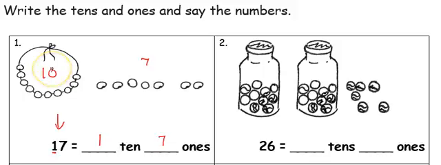Going across, I have some jars of marbles. There are 10 marbles in each jar. And then I have 6 more marbles outside of the jar. That means the number 26 is made up of 2 groups of 10 and 6 more ones. And again, that 2 in my tens place does not just mean 2, it means 20 because I have 2 tens. And 2 tens equals 20.